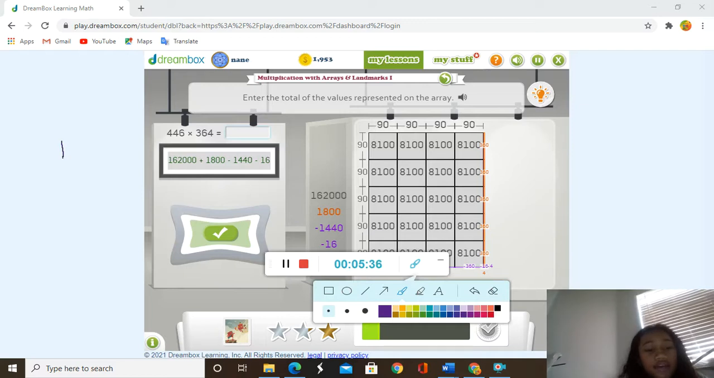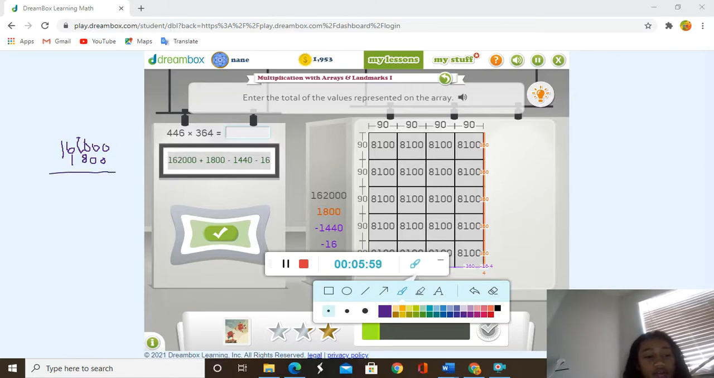So we have 162,000, 1,800. Takes a while to write all this out. And then let's add those up first. So we have 0, 0, and then 8, and then 3, 6, and then 1, and subtracted by 1,440. It takes a while to write this down because I'm using a keypad on a laptop.